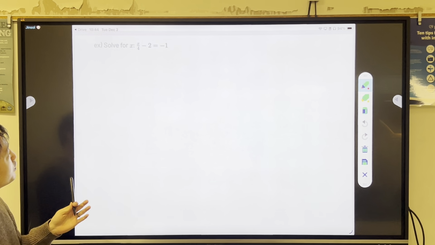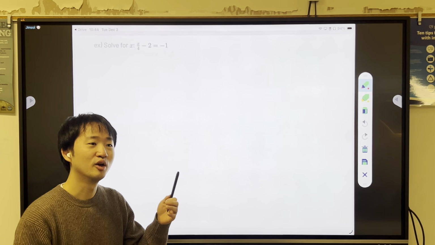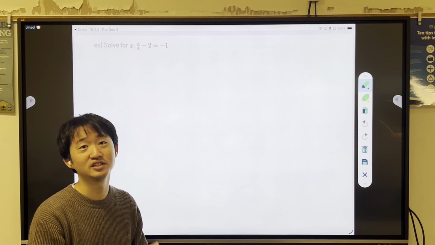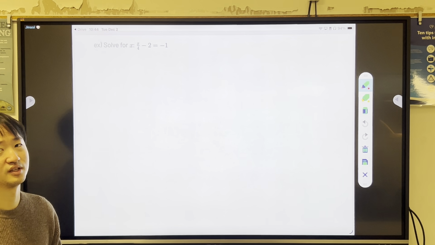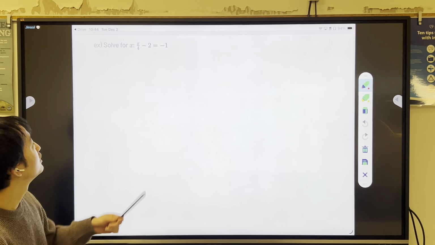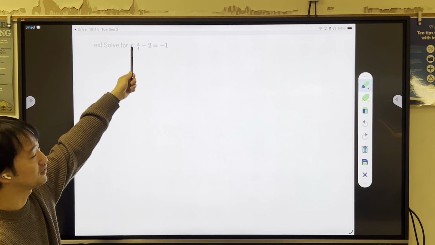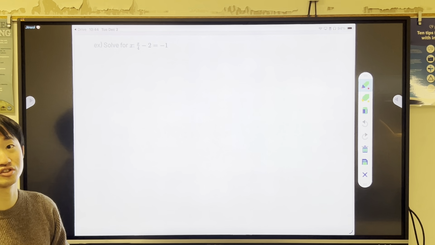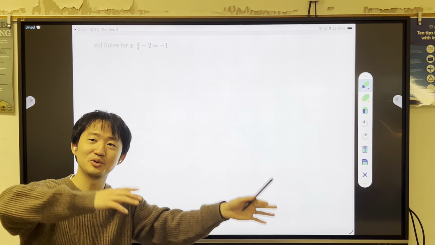Well, in this case, there's no bracket here, so we follow the regular order. We first need to do multiplication and division, and then we do addition and subtraction. So in this case, the division happens first, and then we do the subtraction. Then what is the opposite order of operation?